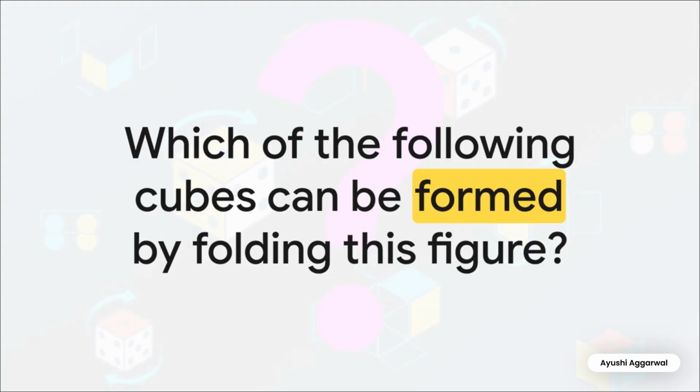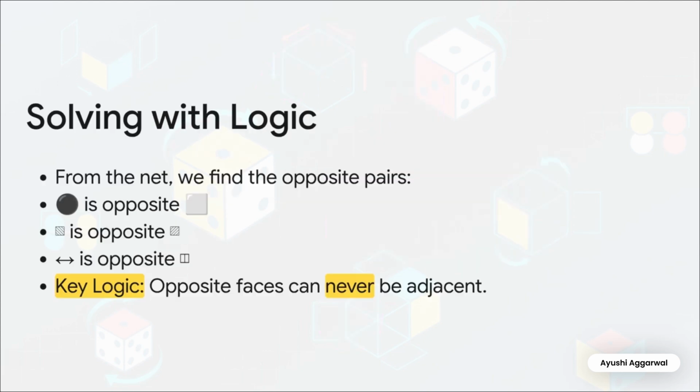You're given an open dice, and you're asked which of the following cubes can be formed by folding this up. Okay, so let's really understand the logic to solve this. First things first, we use our alternate rule to figure out all the opposite pairs. Based on this figure, we can see what those pairs are. Now, remember the golden rule, and this is crucial. Opposite faces can never ever be seen together or be adjacent. This one piece of logic is how we're going to eliminate the wrong options.